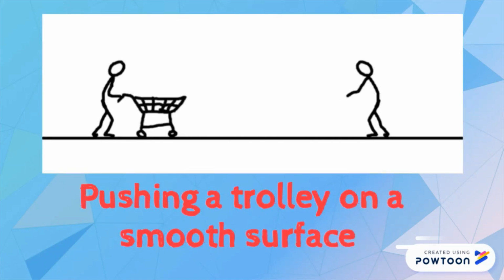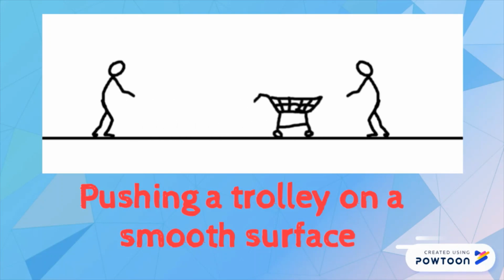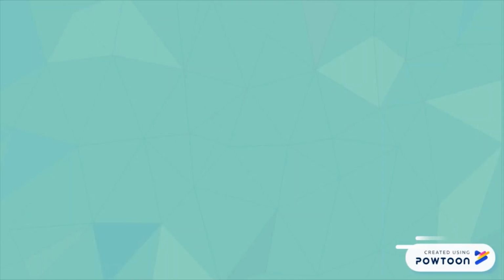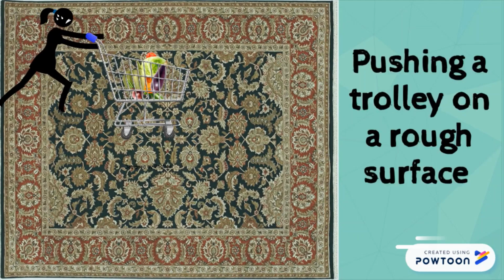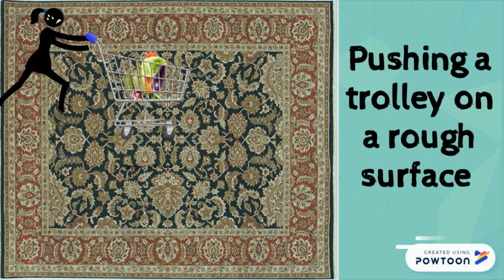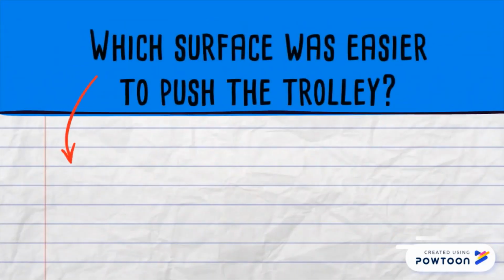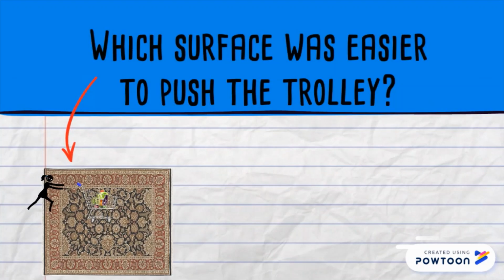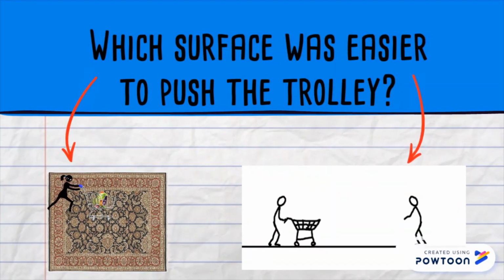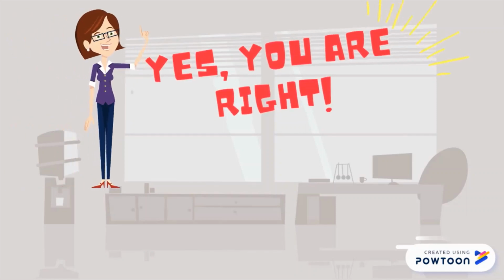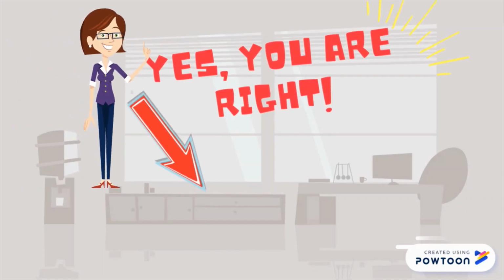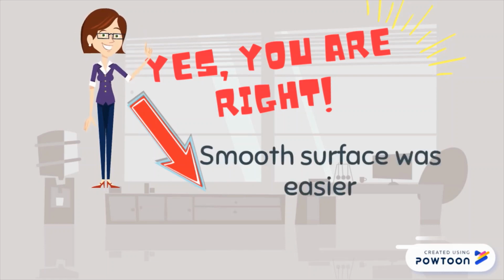Notice that this trolley right now is being pushed easily. Now, I want you to imagine that you are pushing a trolley on a rough surface. In this case, it can be a carpet. So, on which surface was it easier to push the trolley? The rough surface or the smooth surface? Yes, you're right. The answer is the smooth surface was easier to push the trolley.